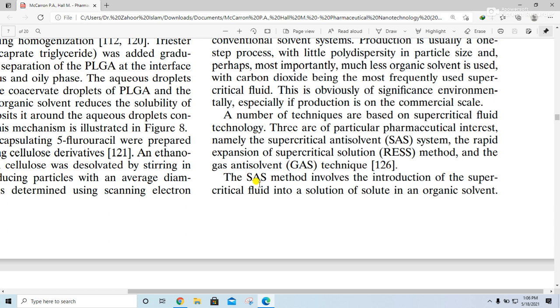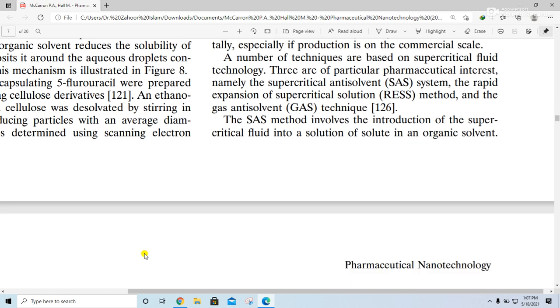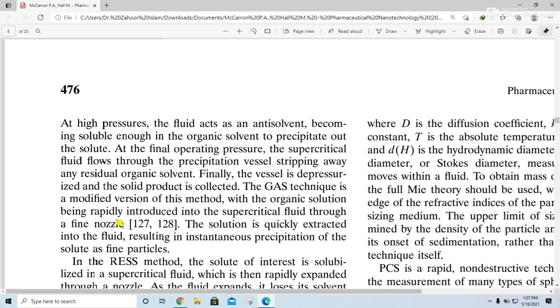The SAS or supercritical anti-solvent method involves the introduction of the supercritical fluid into a solution of the solute in an organic solvent. At high pressure, the fluid acts as an anti-solvent, becoming soluble enough in the organic solvent to precipitate out the solute. At the final operating pressure, the supercritical fluid flows through the precipitation vessel, stripping away any residual organic solvent. Finally, the vessel is depressurized and a solid product is collected.